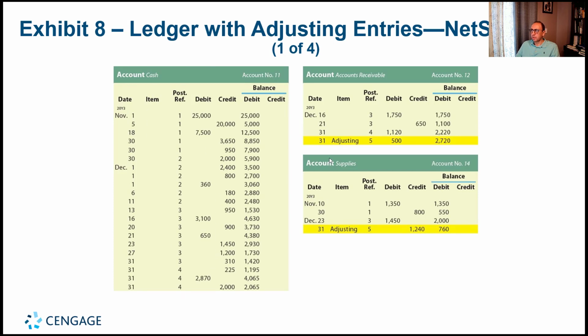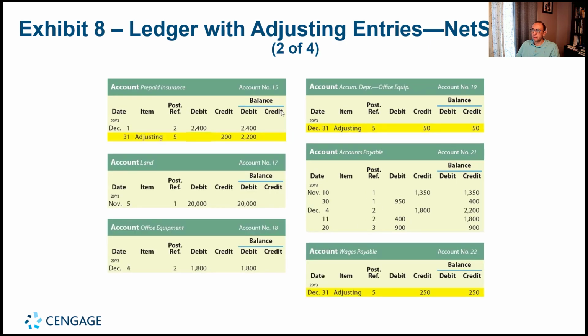Nothing happened here. But for accounts receivable, we have a debit of $500. For supplies, we have a credit of $1,240. And that's the posting process. For prepaid insurance, we have a credit of $200, and it says here adjusting on December 31st. Nothing happened to land, nothing happened to office equipment directly. But for accumulated depreciation, the office equipment, that is a new account that was created. It's a contra asset account. We credited for $50.